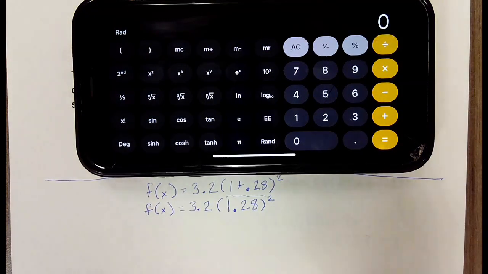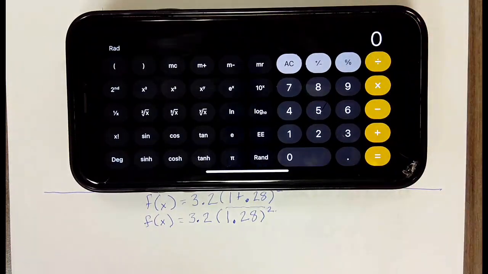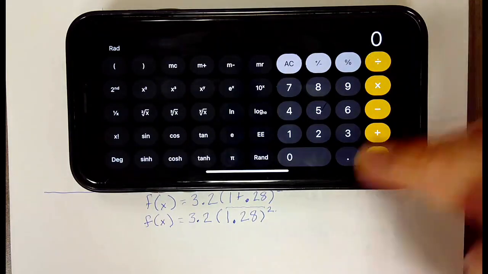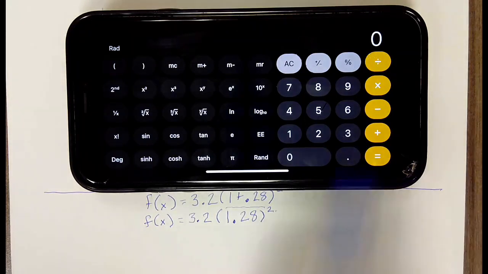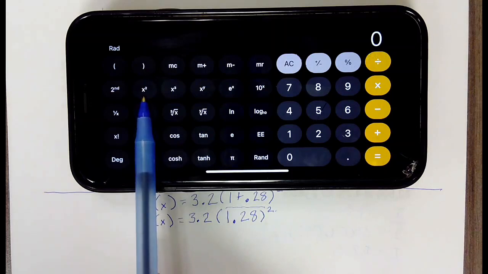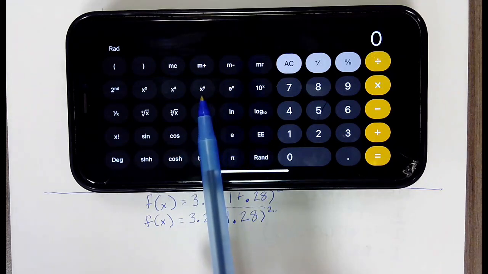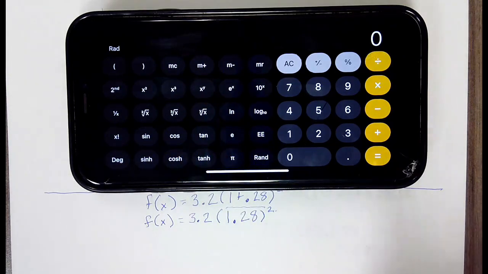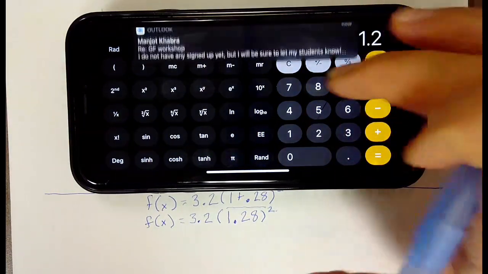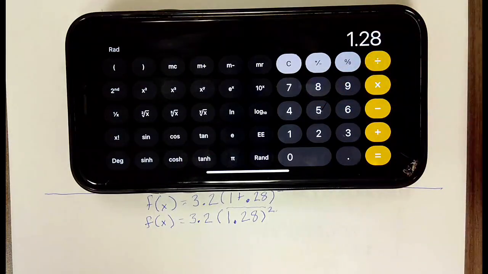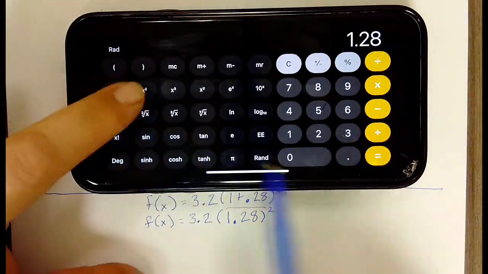Order of operations tells me that I will do exponents next. I can do exponents 2 different ways on my calculator. Because this is squared, or to the power of 2, I can use the squared button, which is right here, x to the power of 2, or I can type it in and use this x to the power of y button, and I would put in my 1.28, which is my base, or the x, and to the power of 2. I can press this x squared button.